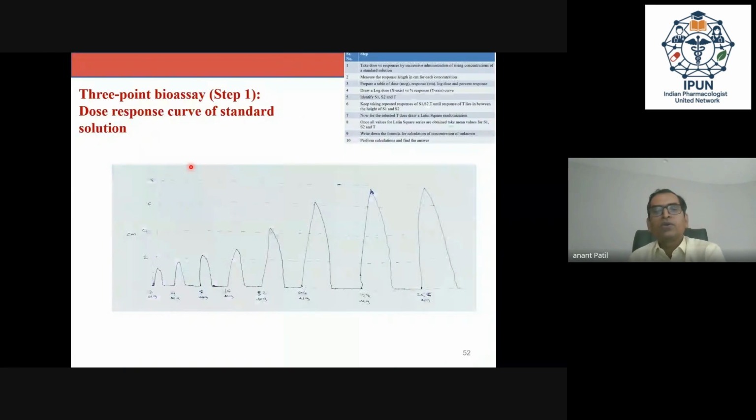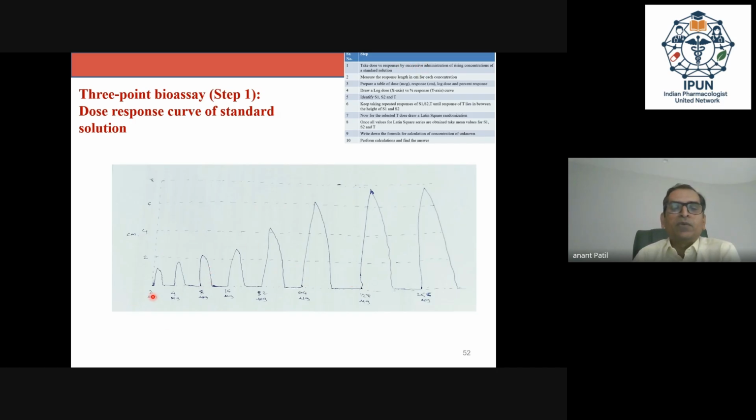So let's first go, to make it easy, on your right side corner, I have kept all the 10 steps so that you can revisit them and know what you're doing. So the first step is taking the dose response, like DRC. So I'm taking the DRC here.